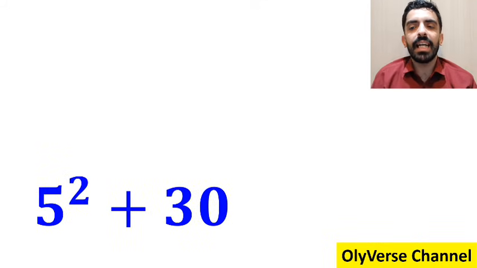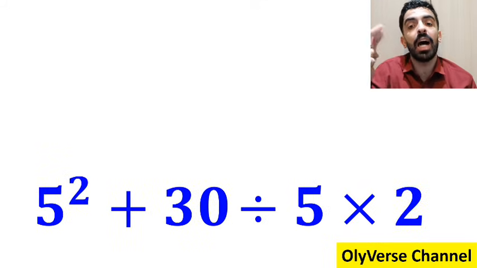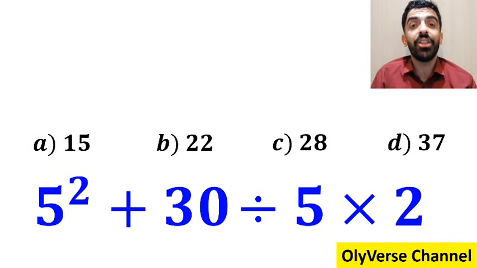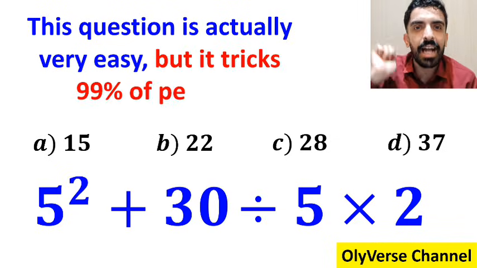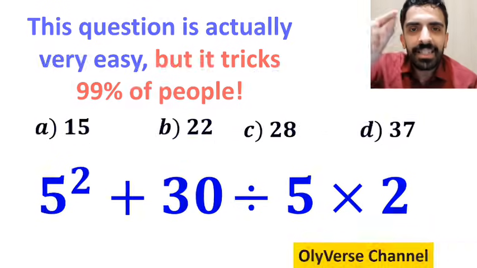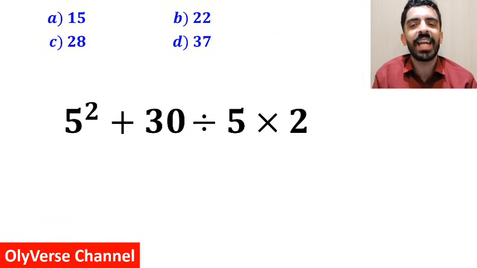What is the value of the expression 5 squared plus 30 divided by 5 times 2? Which option do you think is the correct answer to this question? This expression is actually very easy, but it tricks 99% of people. Let's dive in and break it down step by step together.